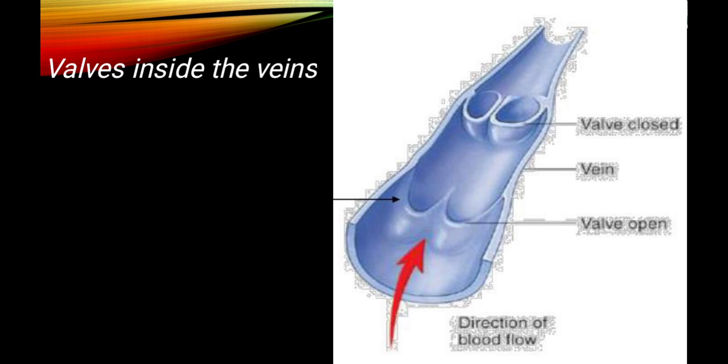Valves inside veins. Blood in the veins is at much lower pressure than in the arteries. One way valves inside the veins prevent the blood from flowing backwards. The force of the heartbeat keeps the blood flowing away from the heart through the arteries. So there is no need for valves inside the arteries.